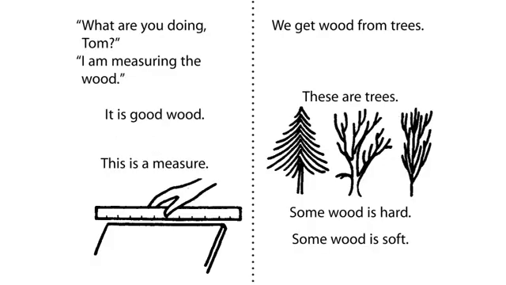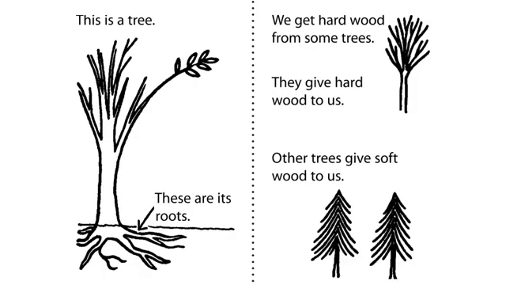What are you doing, Tom? I am measuring the wood. It is good wood. This is a measure. We get wood from trees. These are trees. Some wood is hard. Some wood is soft. This is a tree. These are its roots. We get hardwood from some trees. They give hardwood to us. Other trees give softwood to us.